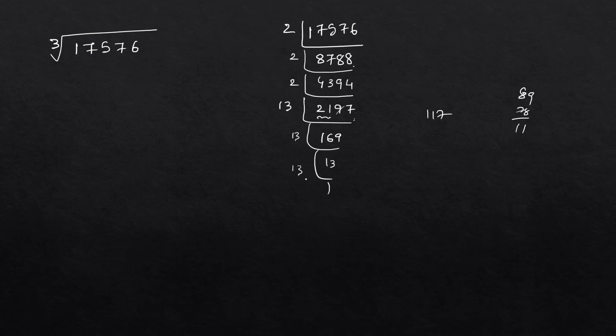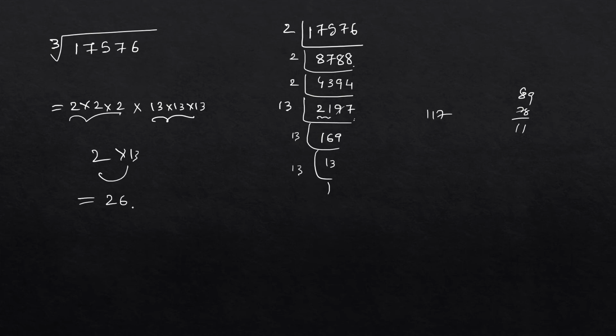13 1s are 13. That means I can write this as 2 into 2 into 2 into 13 into 13 into 13. Since it is a cube root, from 3 numbers we have to take 1 number. So from these 3 2s I will take one 2, and from these 3 13s I will take one 13. So our final answer will be 13 2s are 26, which is the final required answer.